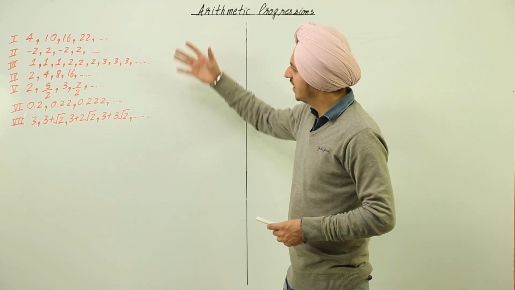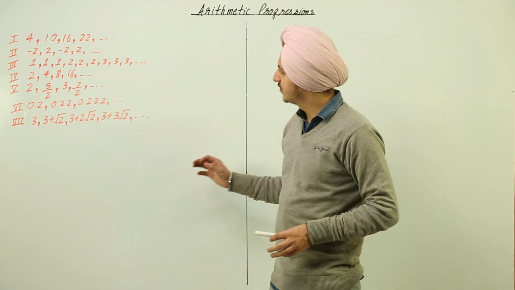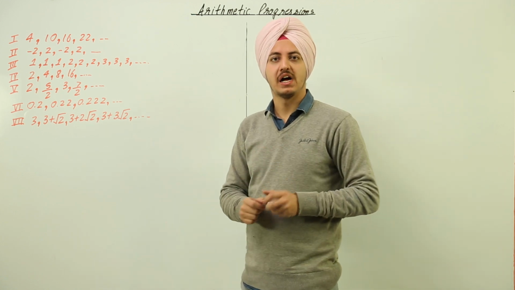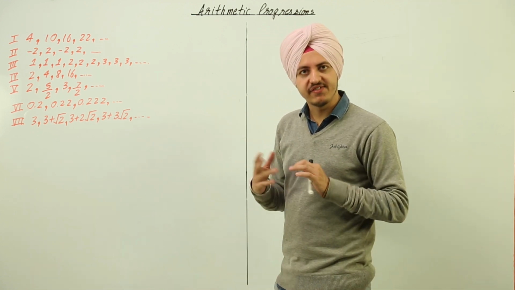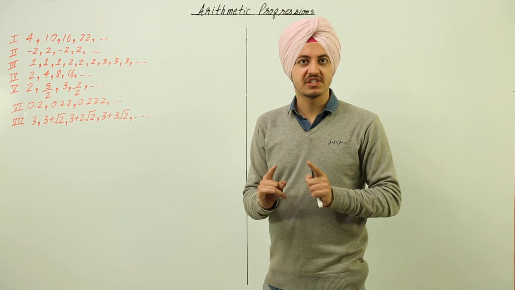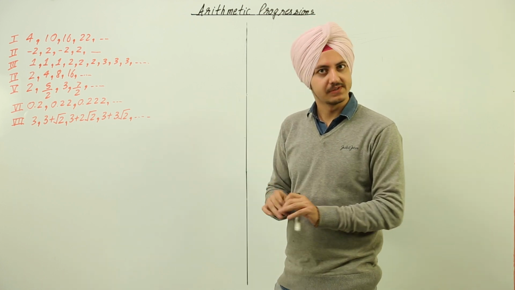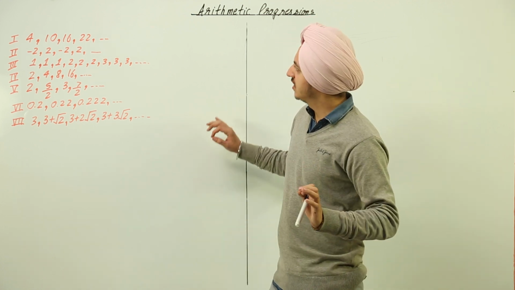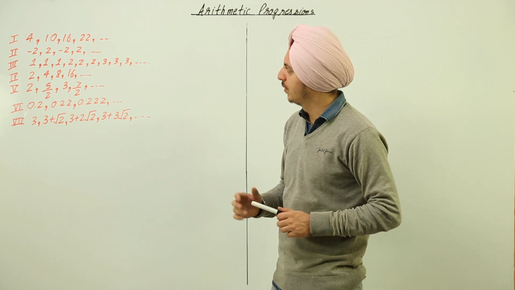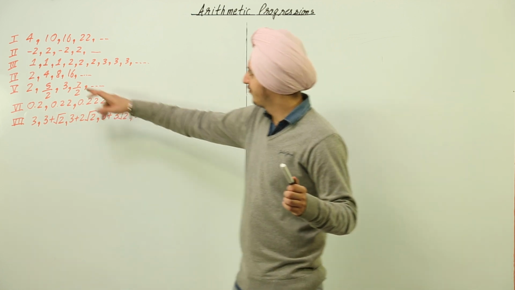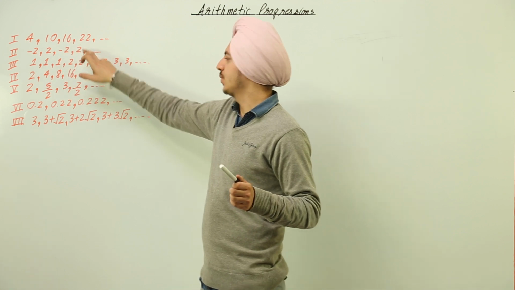Now in all these series, what we have to do is, first of all, find if these are an AP or not, and if they are an AP, we have to write the first term and the common difference. Okay, clear enough? So the first example over here says 4, 10, 16, 22.